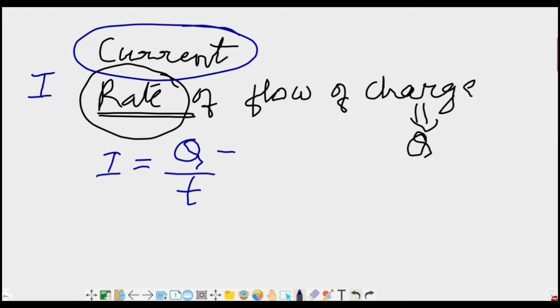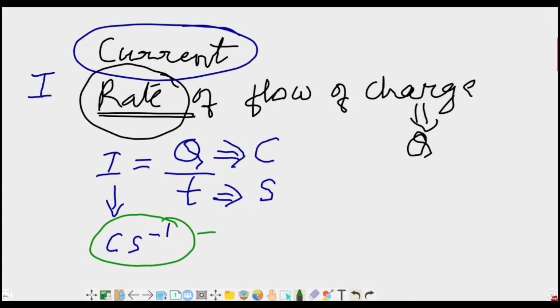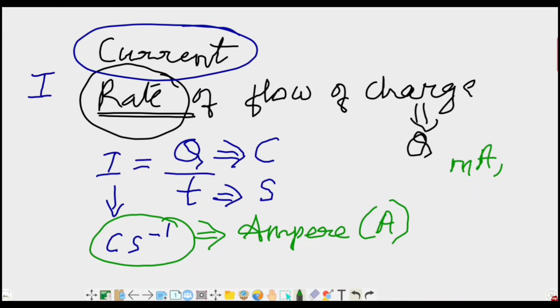Now you know the SI unit of charge is coulomb, while that of time is second. So based on that, the SI unit of current is coulomb per second. But this concept was given by Andre Ampere, so in his honor we call this unit the ampere, which is indicated by capital A. Weak current is indicated by milliampere or microampere. So milliampere and microampere indicate weak current.